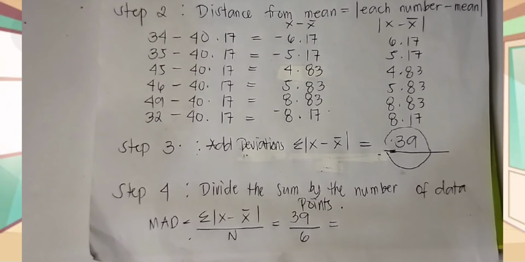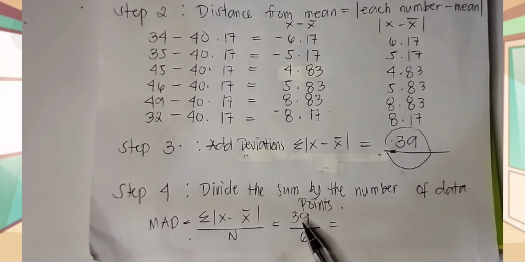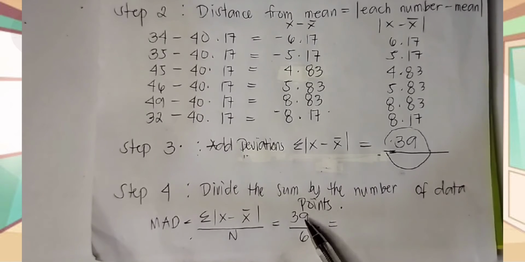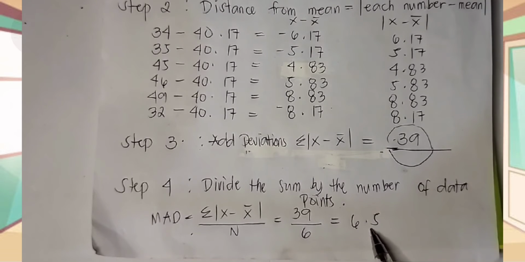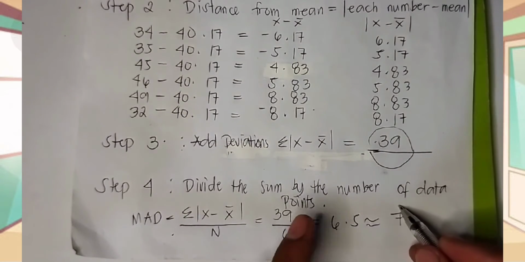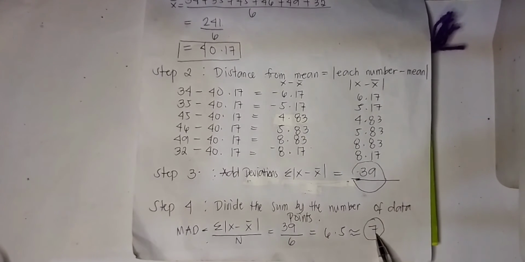So let us now proceed to step 4, which is divide the sum by the number of data points. Copy the sum, the 39, then divide by 6, which is the number of data points. So 39 divided by 6 is equal to 6.5. If we round off 6.5, it will become 7. Therefore, the mean absolute deviation is 7 years old.